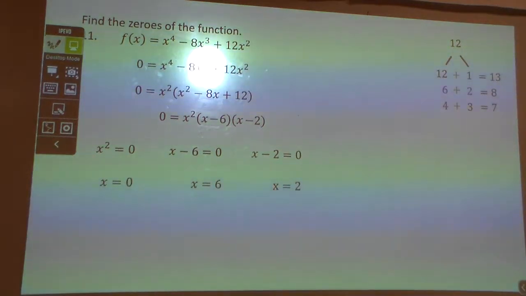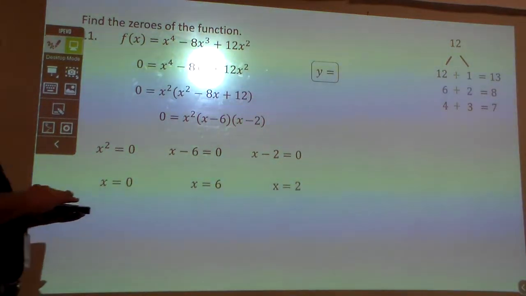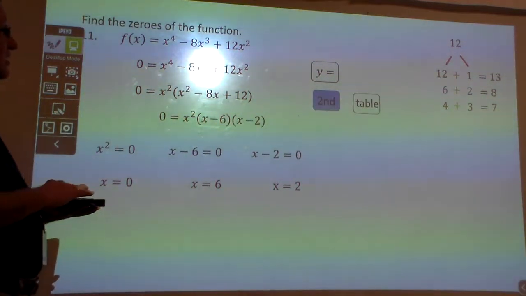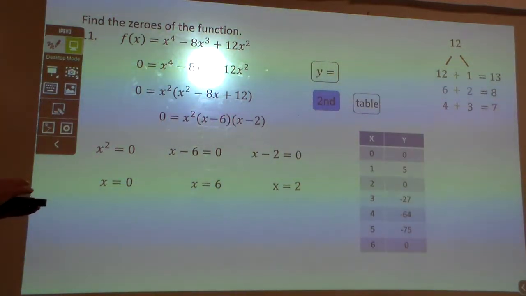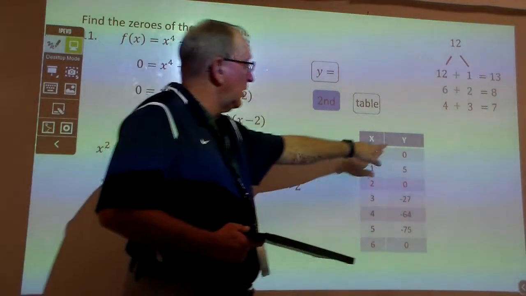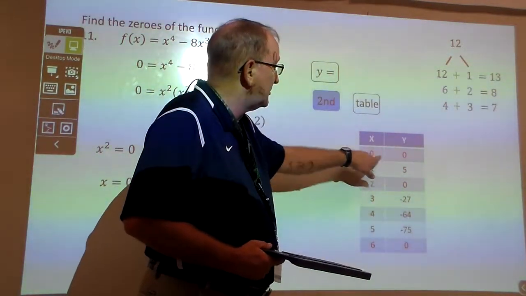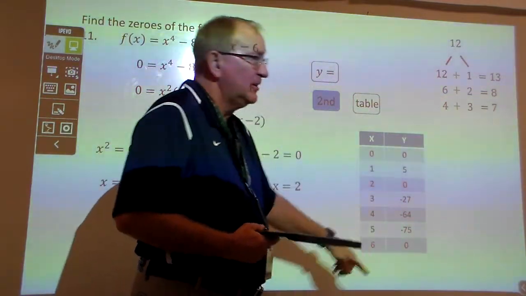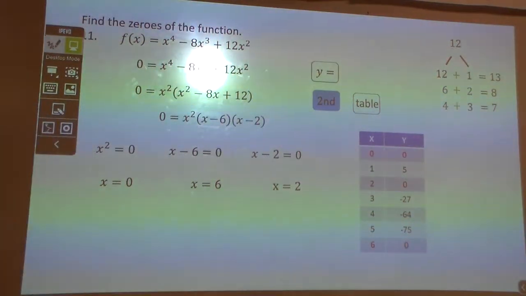Now, another way you can do this, go to your calculator, type in your y equals, type the problem in the calculator, and here's what you get for a table. I didn't show all the table, just the ones that were pertinent. And notice, I'm going to highlight in red: the answers where y is 0 are your answers. Their answers are 0, 2, and 6. So I can find that one really easily.